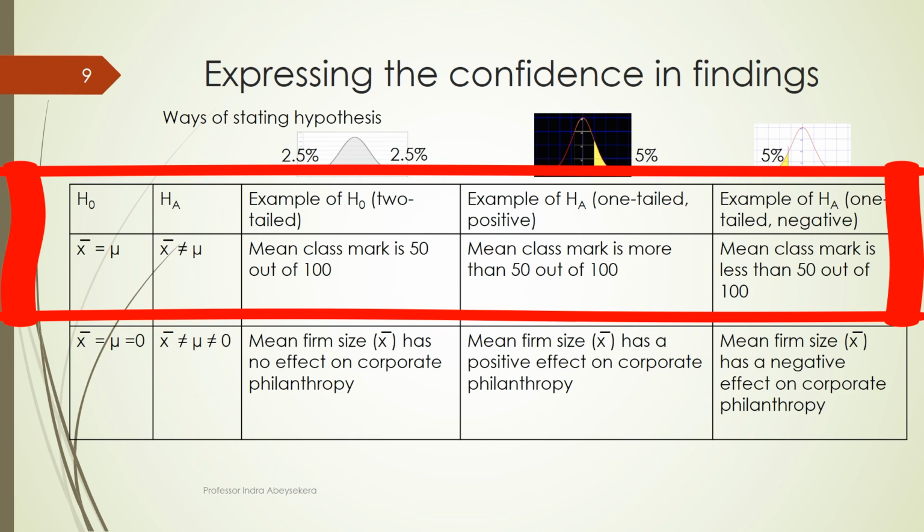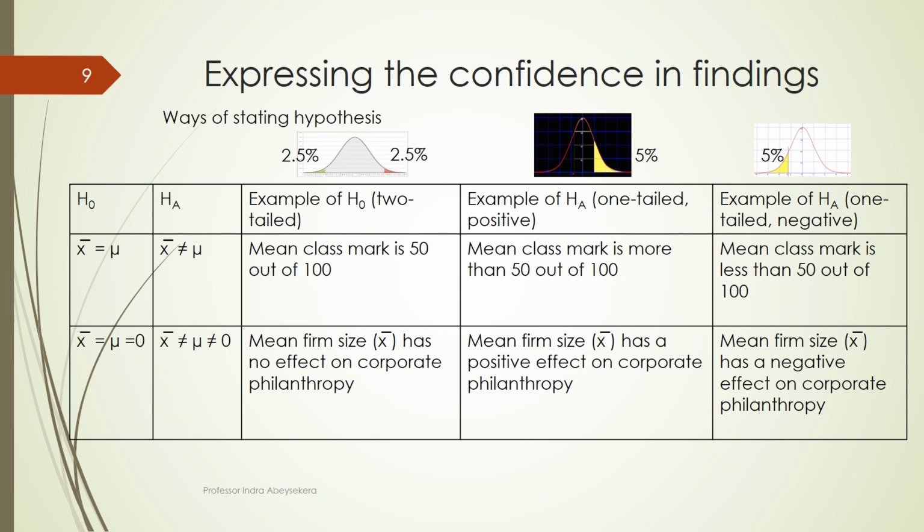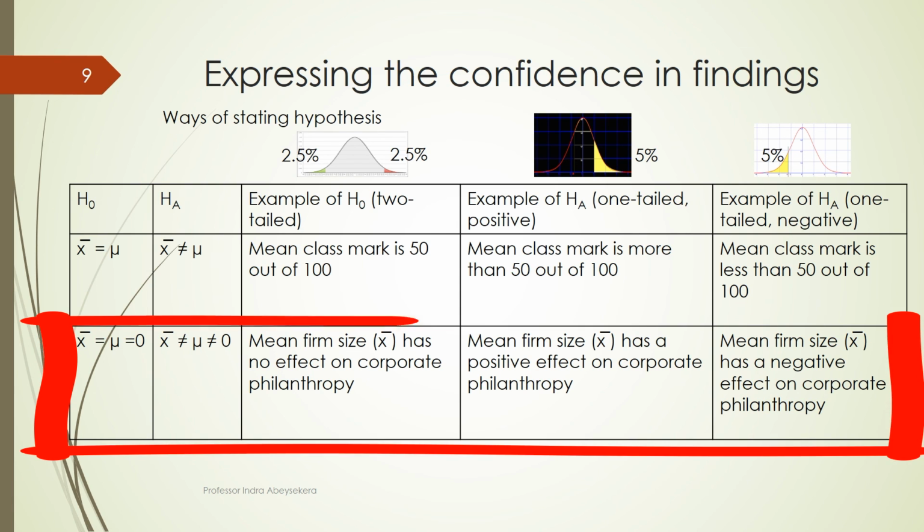In the second scenario, we express or we assume that the sample mean equals population mean, but it equals 0. In the null hypothesis situation, we say, for example, mean firm size has no effect on corporate philanthropy, 0. If it has a positive effect, then we are testing the alternative hypothesis. If it is negative, we are testing the alternative hypothesis because there is an effect in both instances.